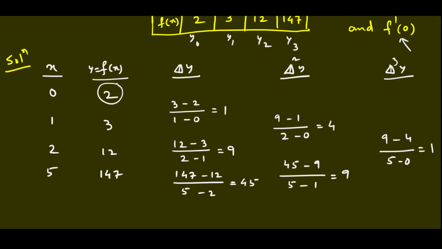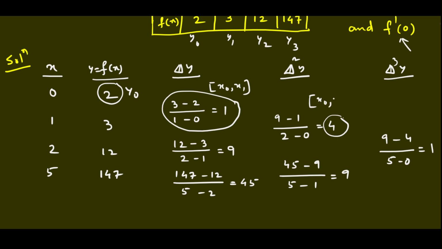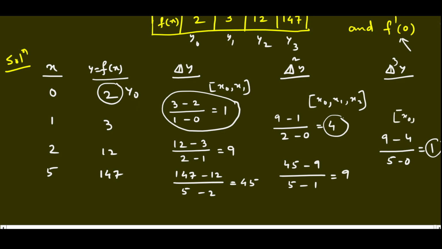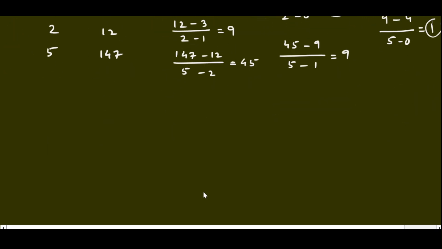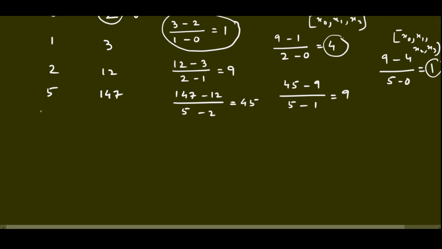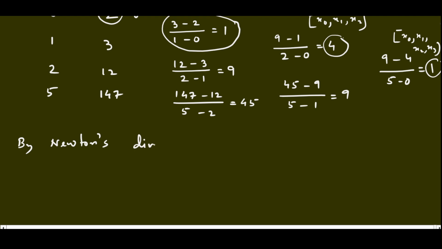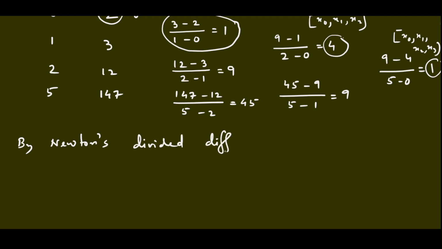So this term is your y0. This particular term is your delta x0 x1. This term is your delta x0 x1 x2, and the final one is x0 x1 x2 x3. Okay, and other values we know, so you just have to put them in. So by Newton's divided difference formula.